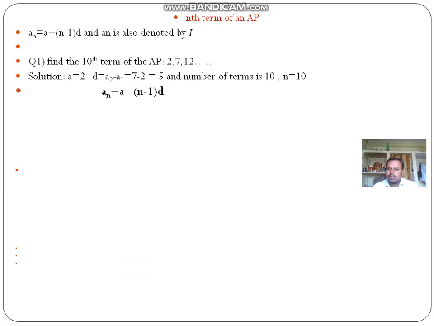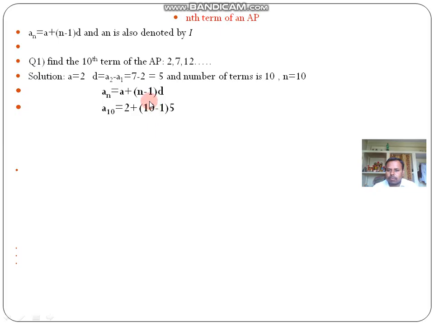Let us write the formula. an = a + (n - 1) d, which is the formula for the nth term of an AP. Then we have to find the 10th term, so that is a10. a10 is equal to a, which is 2. 2 is the first term. So 2 plus, and what is n?